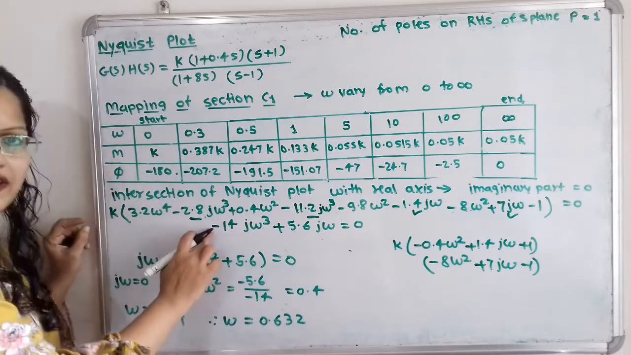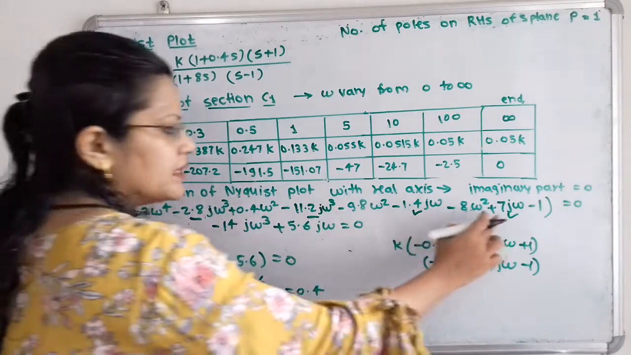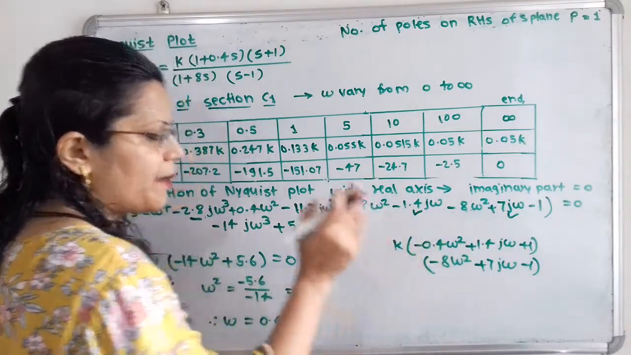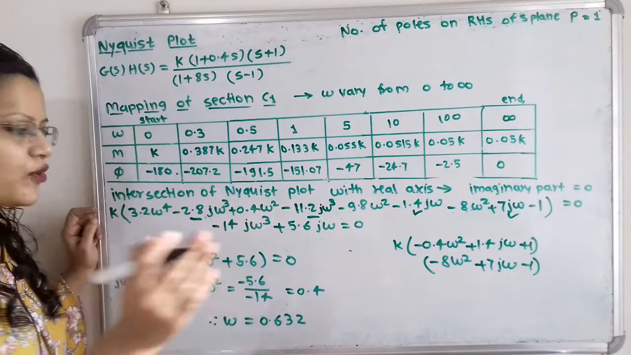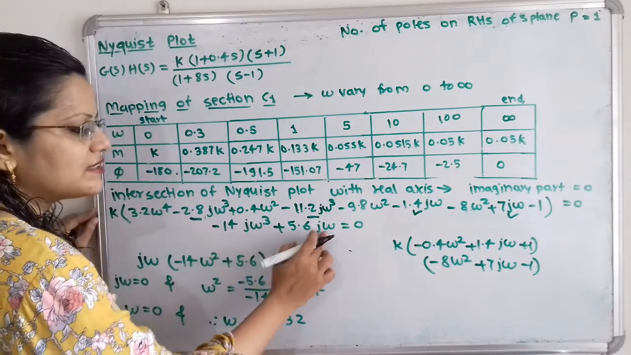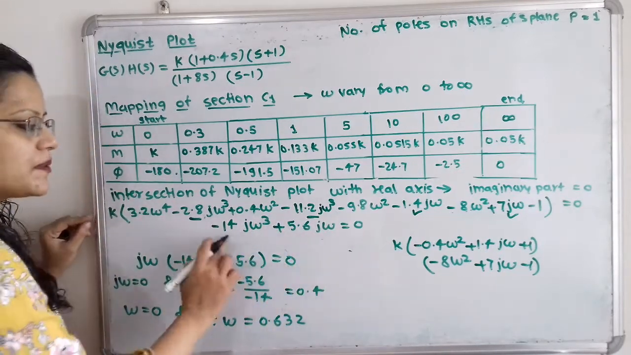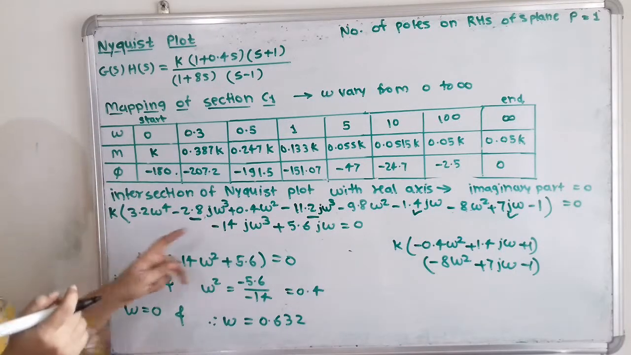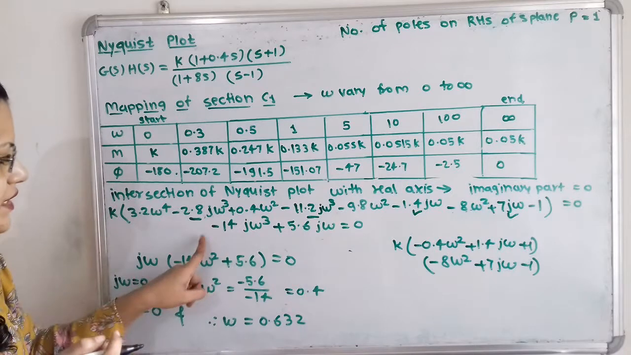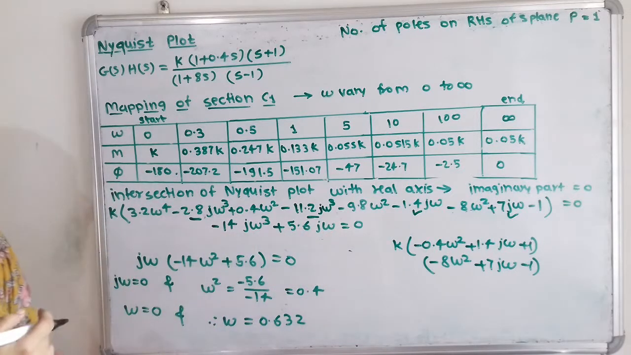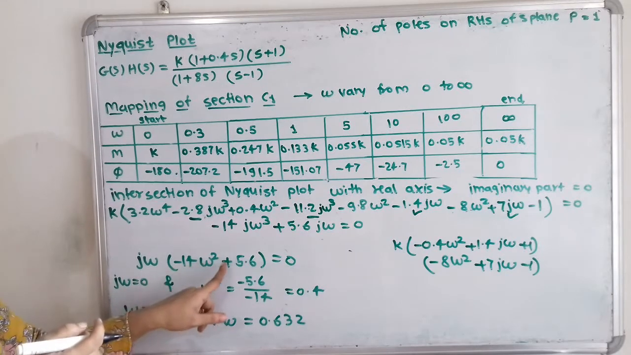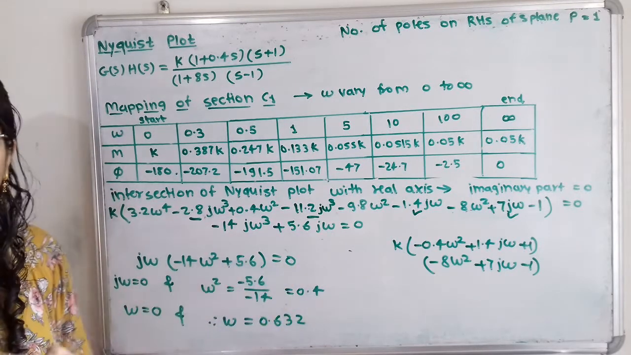So we will write here a minus sign. Then the coefficient is 7 and minus 1.4 for this j omega. So 7 minus 1.4 is equal to 5.6 j omega, so here we will use a plus sign and we will equate it to 0. Now if we observe this equation, we can take the j omega term as a common term. So j omega in the bracket, minus 14 omega square plus 5.6, is equal to 0.